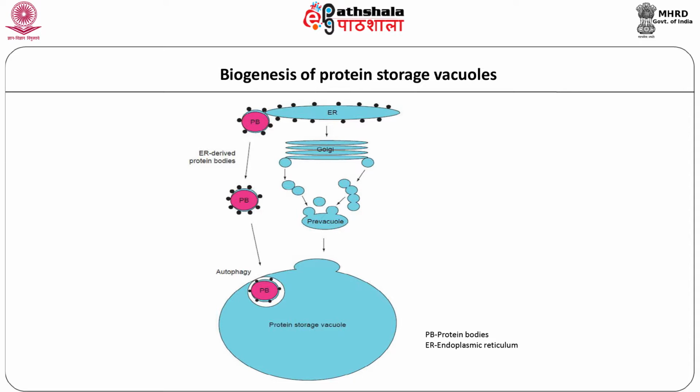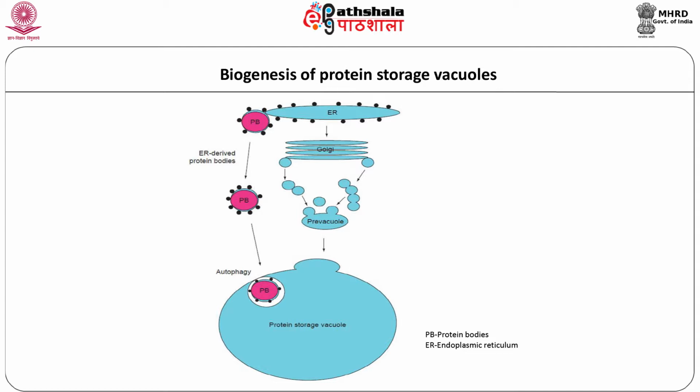After formation, PBs can either remain attached to the ER or bud off and form separate organelles, that is PSVs, protein storage vacuoles. PBs can accumulate in the cytoplasm or become sequestered into PSVs by autophagy.